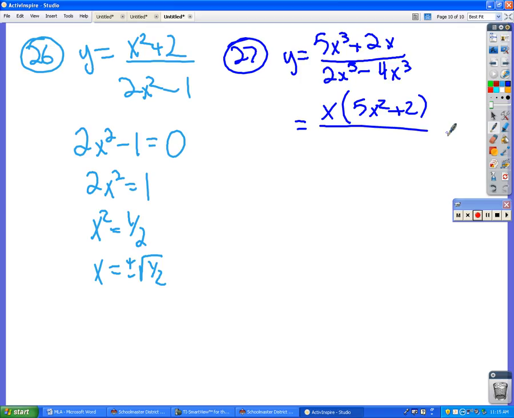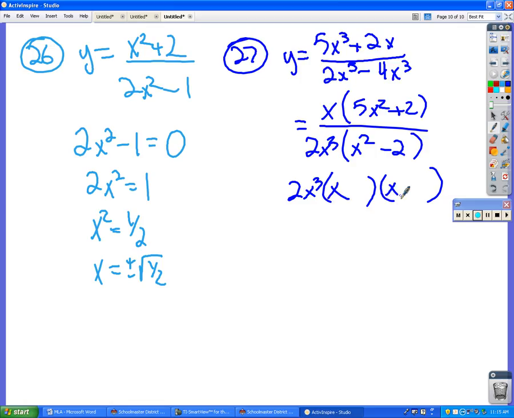Okay, 2x cubed. Take that out. Right? What does that leave me? X squared minus 2. Okay. And we can do x squared minus 2 as the difference of two squares. What two things multiply together to make 2? Square root of 2.